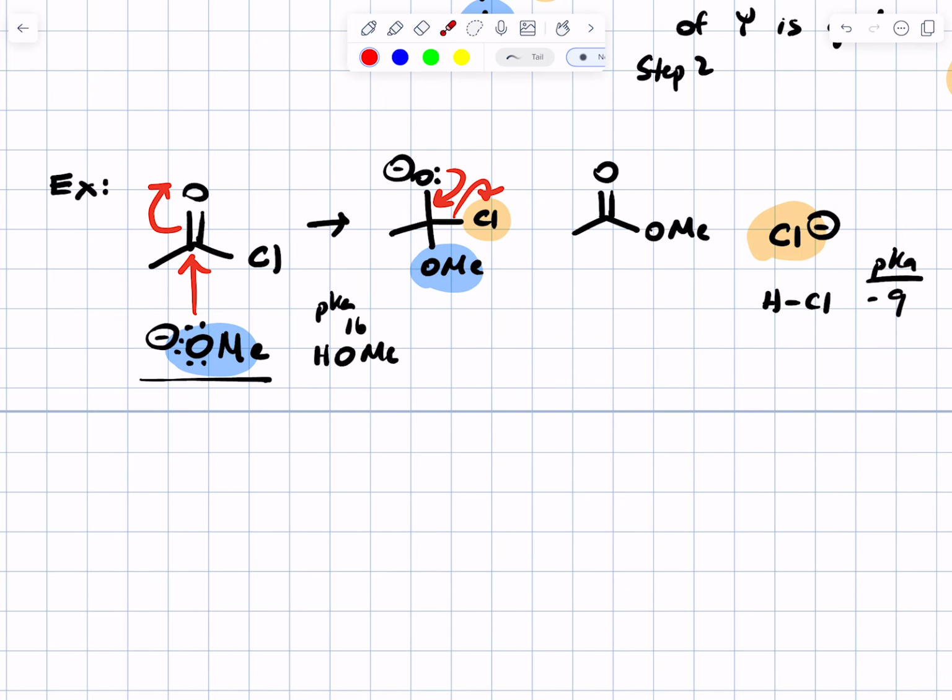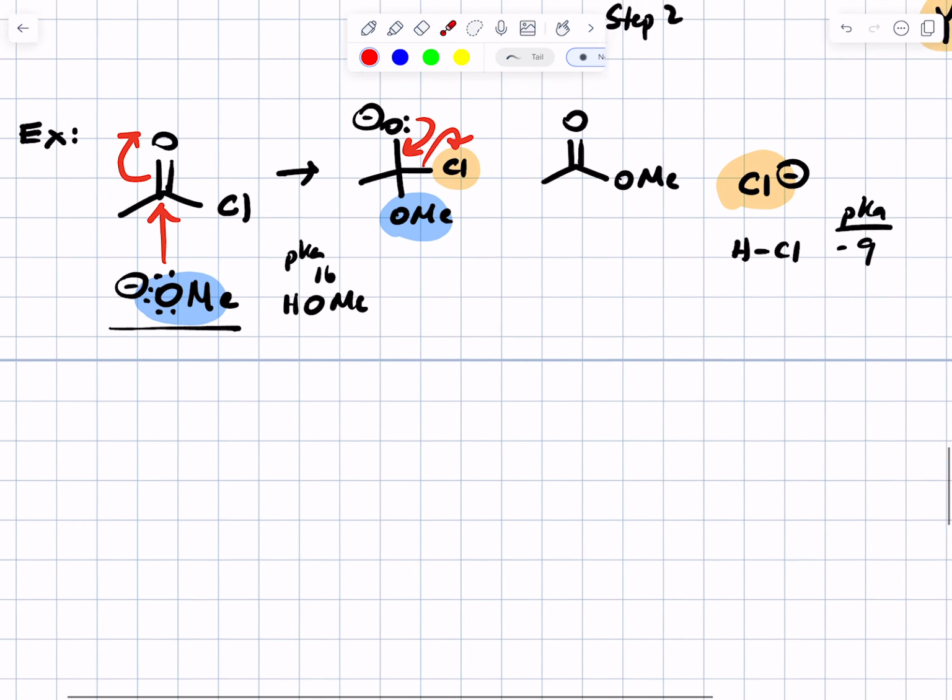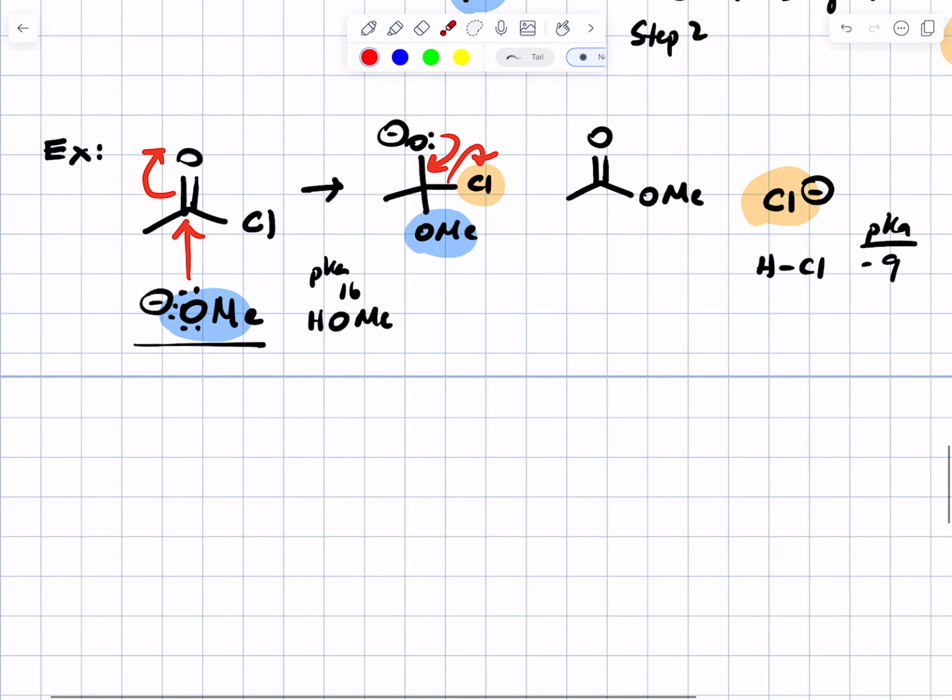There might be cases where it would be difficult to predict, and we'll see examples of that. In cases where maybe the leaving groups are similar, probably this is an equilibrium reaction, and which way it goes is going to depend on some other factors that you introduce.